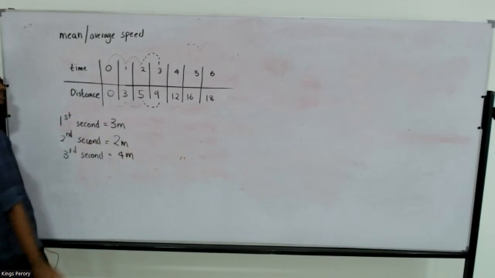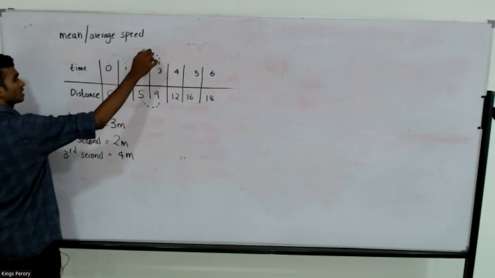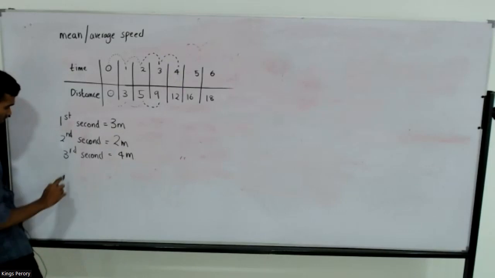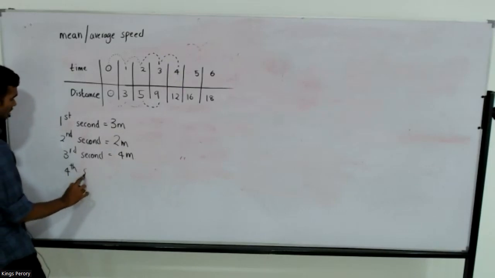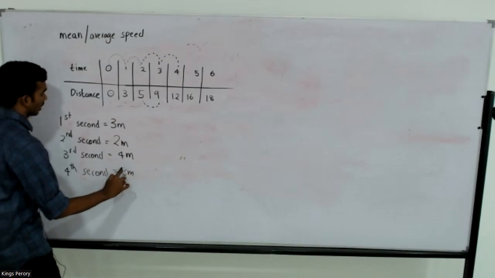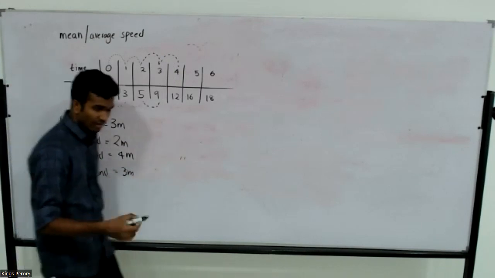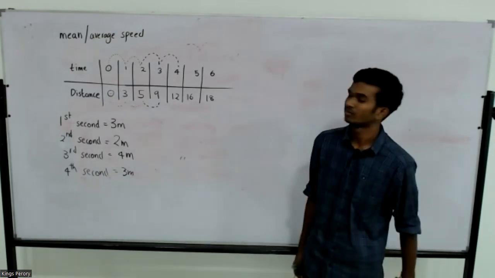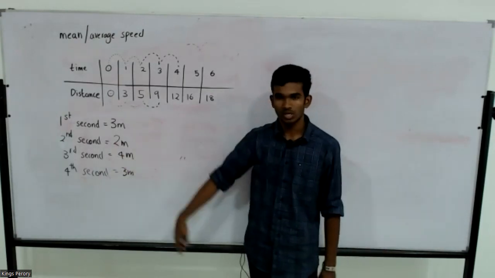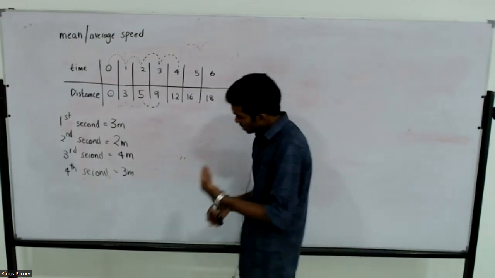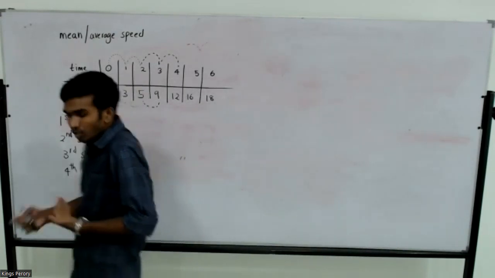In the fourth second, how much distance traversed? 3 meters. Now can you see each and every second the distance traversed is changing? Then is it constant speed? No. Is it uniform speed? No. Children, here the speed is changing from time to time.